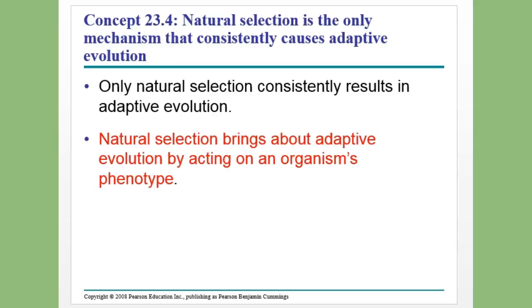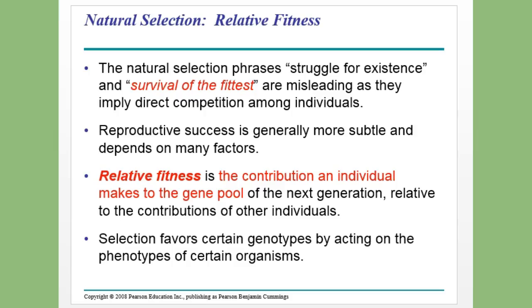Only natural selection consistently results in adaptive evolution because it brings about the evolution by acting on an organism's phenotype. So natural selection phrases, struggle for existence and survival of the fittest, are misleading as they imply direct competition among individuals. Reproductive success is generally more subtle and depends on many factors. Relative fitness is the contribution an individual makes to the gene pool of its next generation, so relative to the contributions of other individuals. Selection favors certain genotypes by acting on the phenotypes of certain organisms.